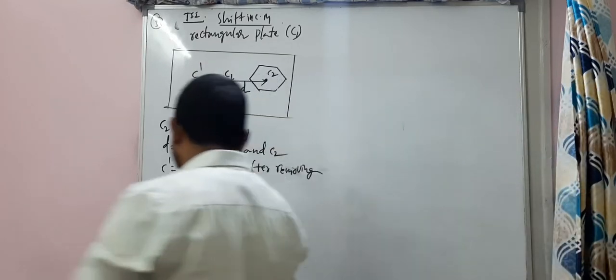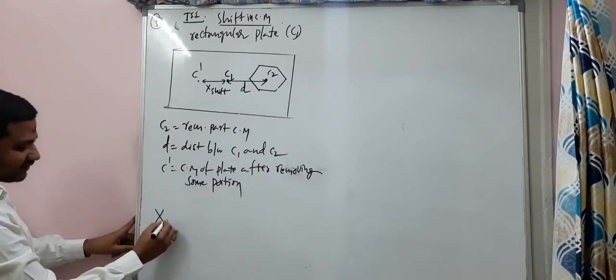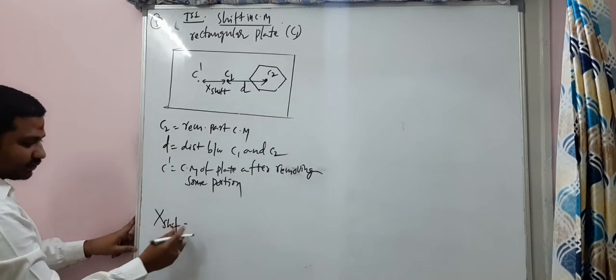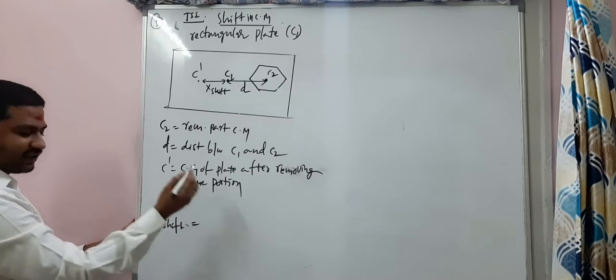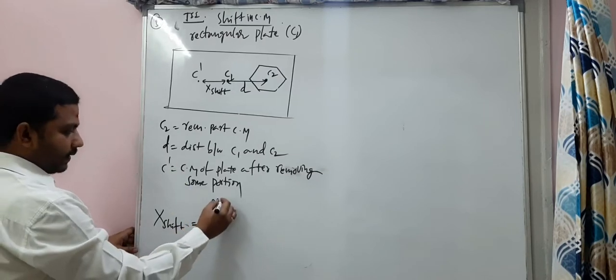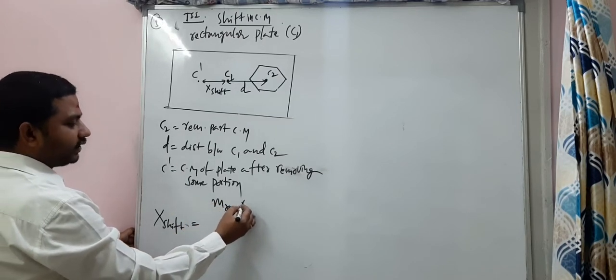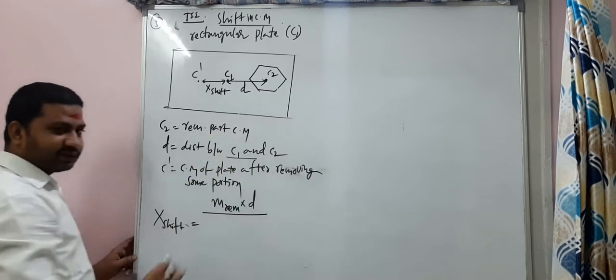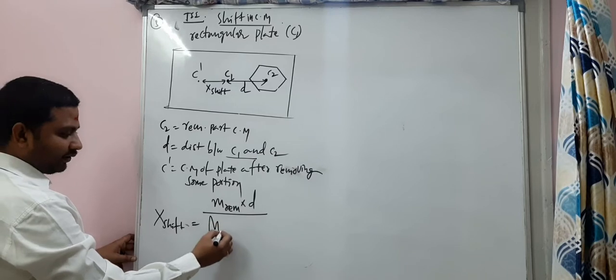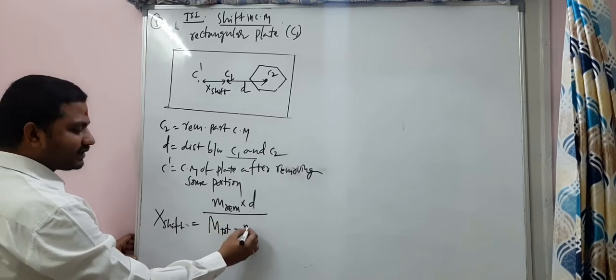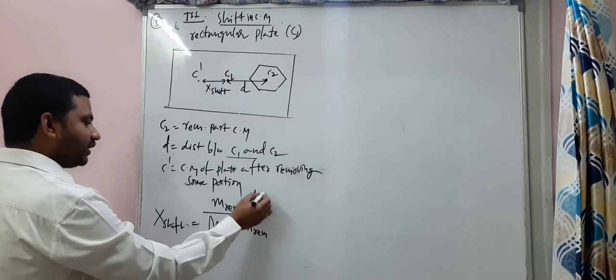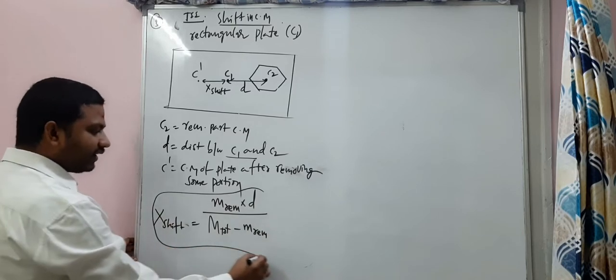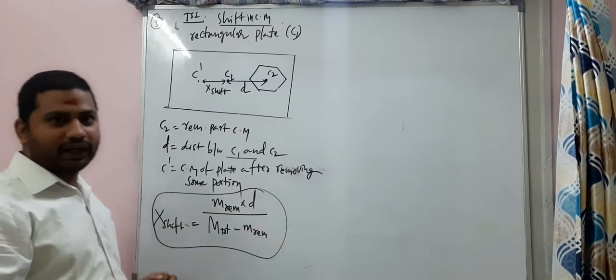Okay, how to find this? Listen carefully. There is one and only formula, my dear students. X shift is equal to removed mass into D. What is D here? Distance between C1 and C2. Divided by total mass minus removed mass. How simple is this formula, you know? Very simple. We don't want the derivation of this formula.